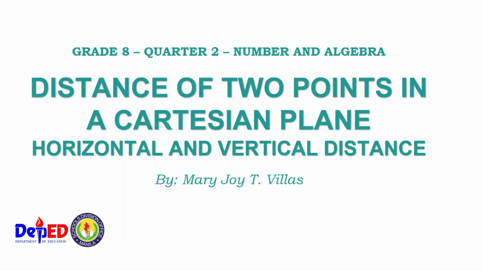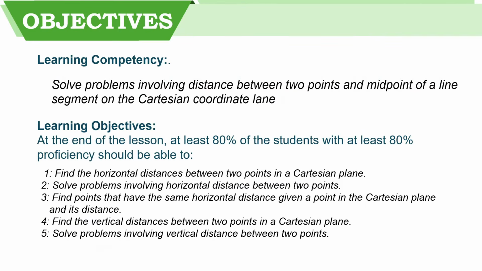Good afternoon, class. So in line with the asynchronous class, we are going to have this topic of distance of 2 points in a Cartesian plane, horizontal and vertical distance only. Again, we are going to just focus on distance between 2 points that are aligned horizontally or vertically because the diagonal distance is reserved after a certain prerequisite topic was discussed.